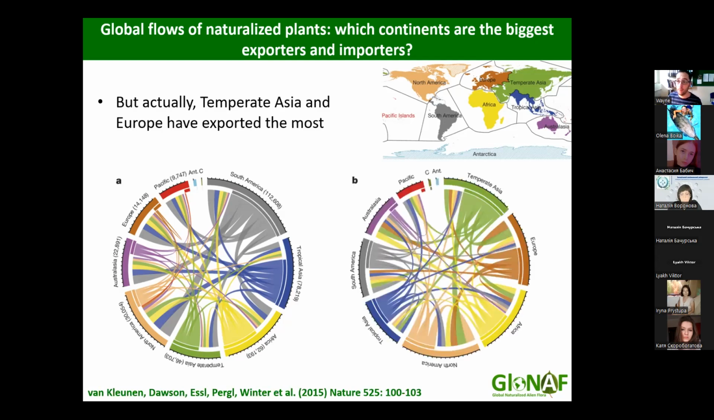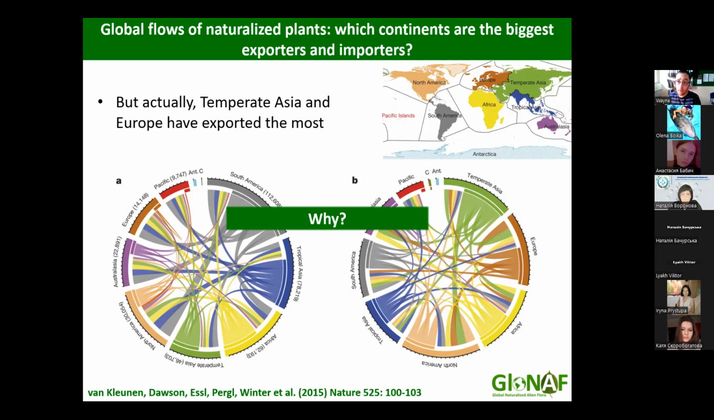This is the pattern that we find in reality from the GLONASS database. So you can see that the top donor is temperate Asia, followed by Europe. And the net recipients are Australasia and the Pacific Islands. Those are the two biggest recipient continents or regions of the globe. And so the question is why? Why is temperate Asia at the top, followed by Europe?